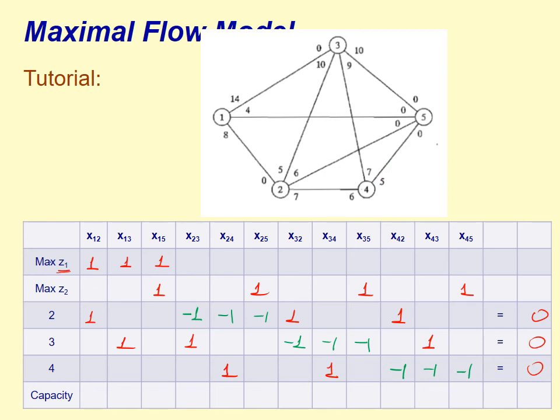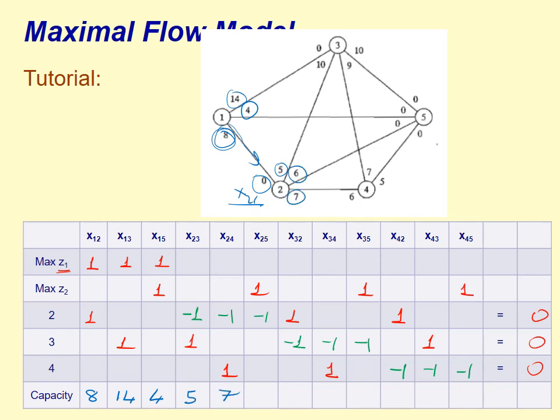What about the arc capacity constraints? For each arc, I need to write its capacity. The capacity of arc 1,2, I need to look at this side. Remember, this one is the capacity for 2,1, not 1,2. So for 1,2, capacity is 8. For 1,3, capacity is 14. 1,5, capacity is 4. 2,3, the capacity is 5. 2,4, capacity is 7.